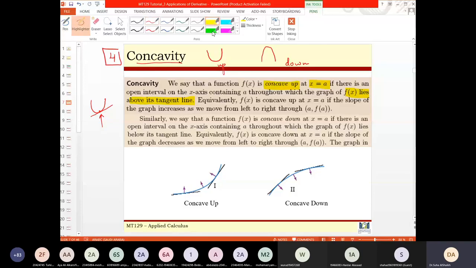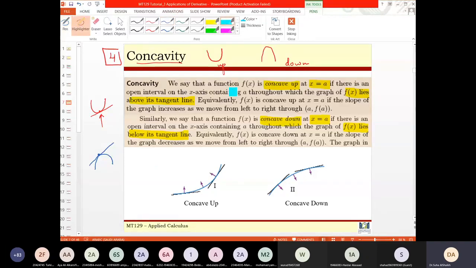And we say that the function is concave down at a point x equal to a if I can find an interval around it where the function lies below its tangent line. So my function is concave down. This is the tangent line and my function is below the tangent line. So what does concave up mean? The function is above the tangent line. Concave down, it's below the tangent line.